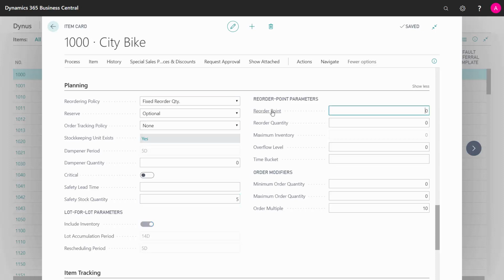So you need to fill in the reorder point and the reorder quantity as well. And the normal way to do this will be to think of the reorder quantity. So how many would I normally buy in one go from the specific vendor, or how many would I produce if it's a manufactured item? Or if it's flour for my kitchen, how many kilo do I use to buy at a time?